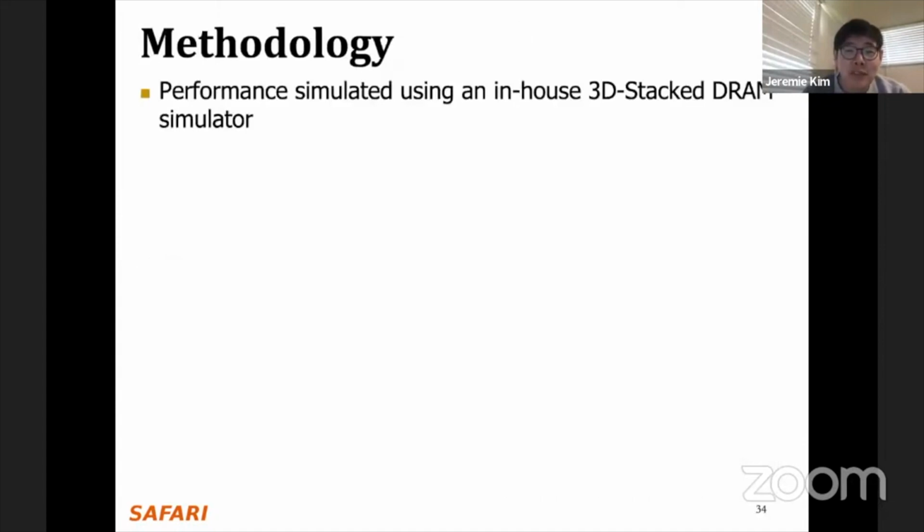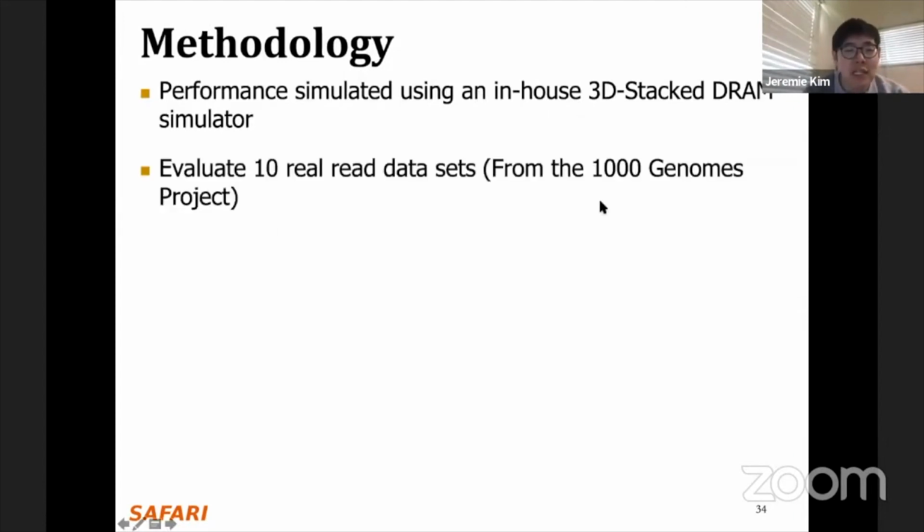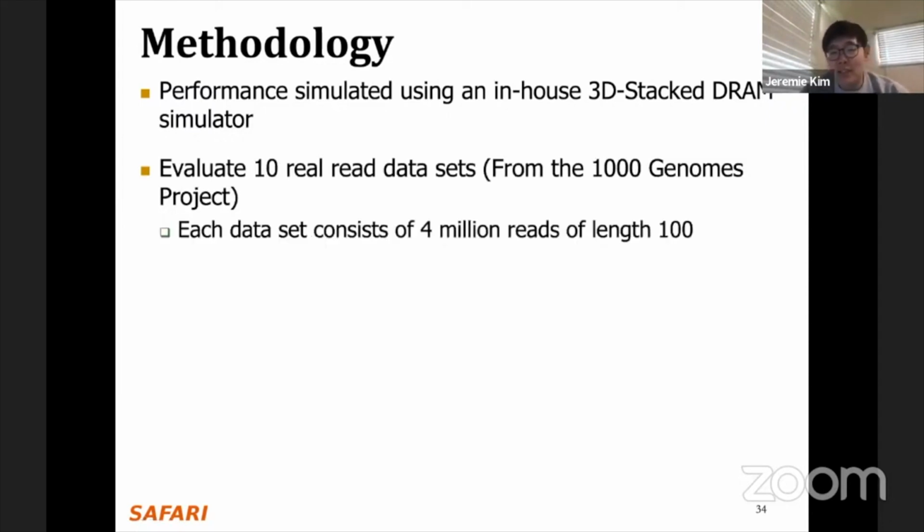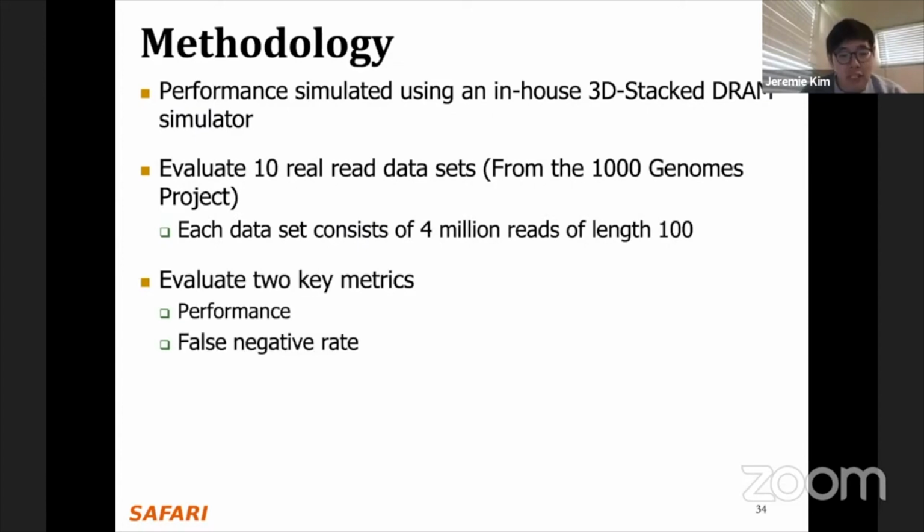So to gather our results, we did performance simulation using an in-house 3D stacked DRAM simulator. And we evaluate 10 real read data sets, which is from the 1,000 Genomes project. Each data set consists of 4 million reads of length 100. And we evaluate 2 key metrics, which is performance and the false negative rate, which, if you remember, is the ones that pass the filter but do not pass the alignment.